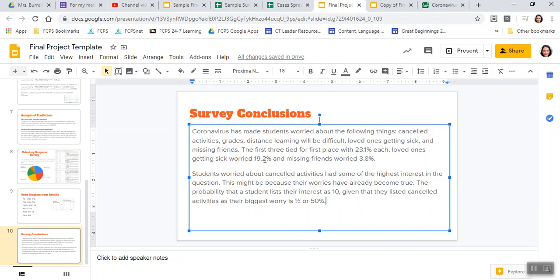Then I made a paragraph about the probabilities that I determined, and this is one that I thought was interesting. Students worried about canceled activities had some of the highest interest in the question, and I thought that might be true because their worries had already come true. All of those activities had already been canceled. The probability that a student lists their interest as 10, given that they listed canceled activities as their biggest worry, is 50%.